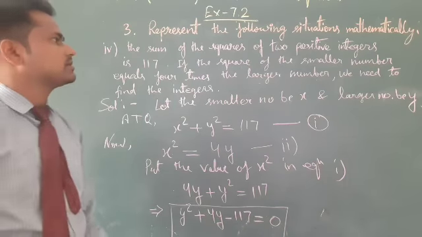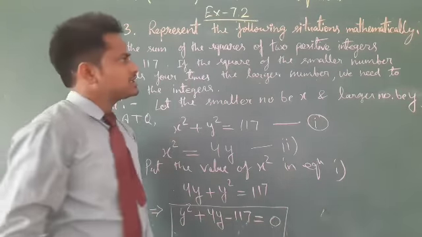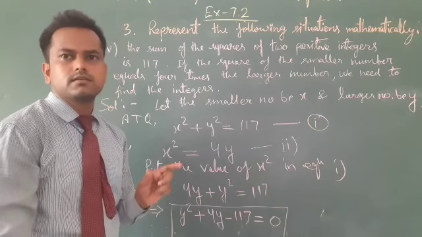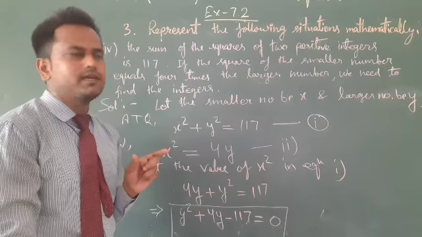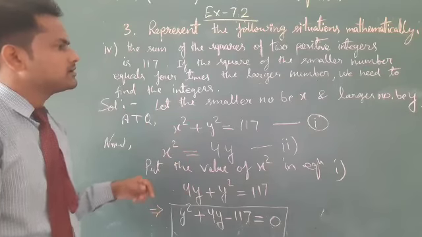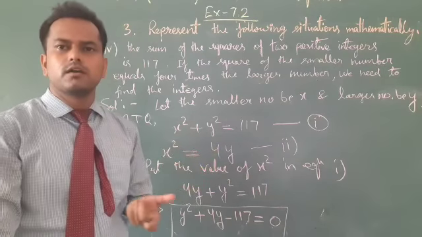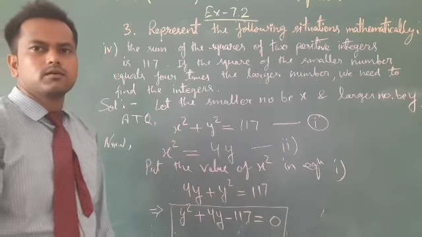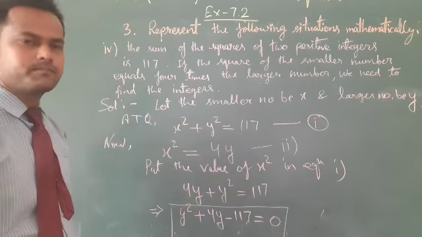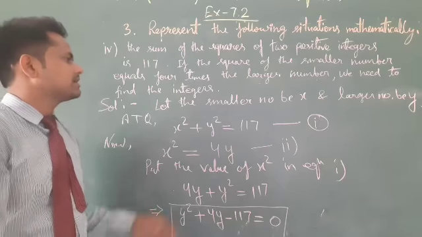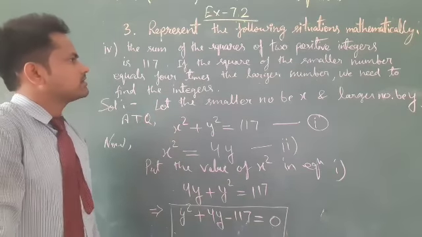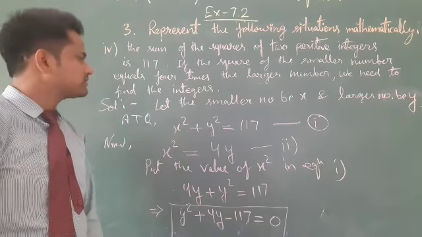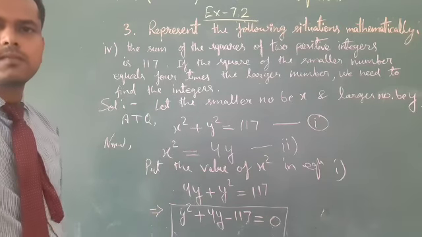Any statement you have to read very carefully and find out which one is the unknown number, and you have to let it be a variable and then move ahead. Got it? In this way. Pause the video and note it down.